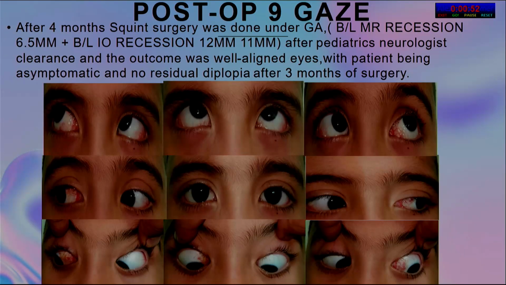This was the post-op nine-gaze photo. After 4 months, squint surgery was done, bilateral MR recession with bilateral IO recession, after pediatric neurologist clearance, and there was no residual diplopia and the child was asymptomatic.